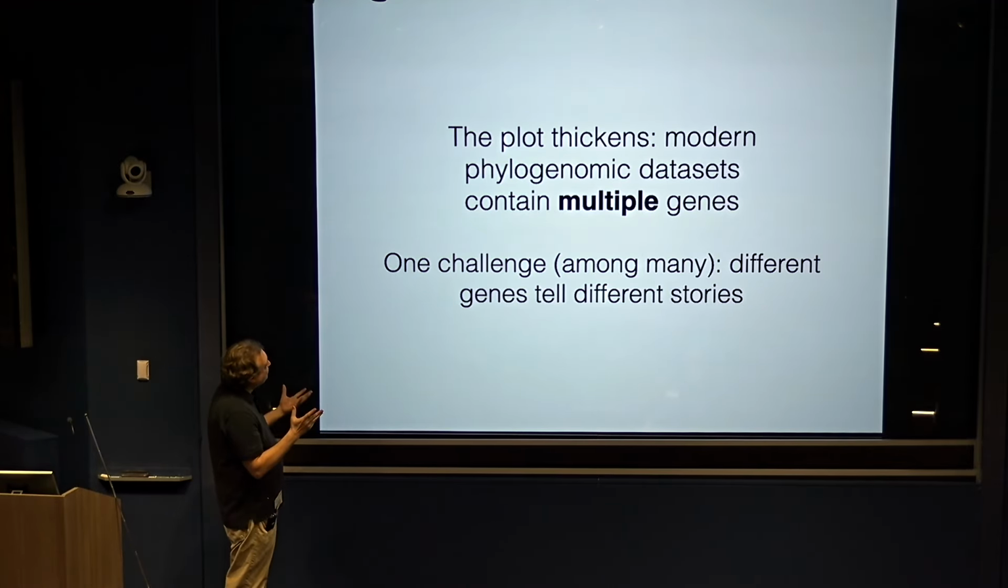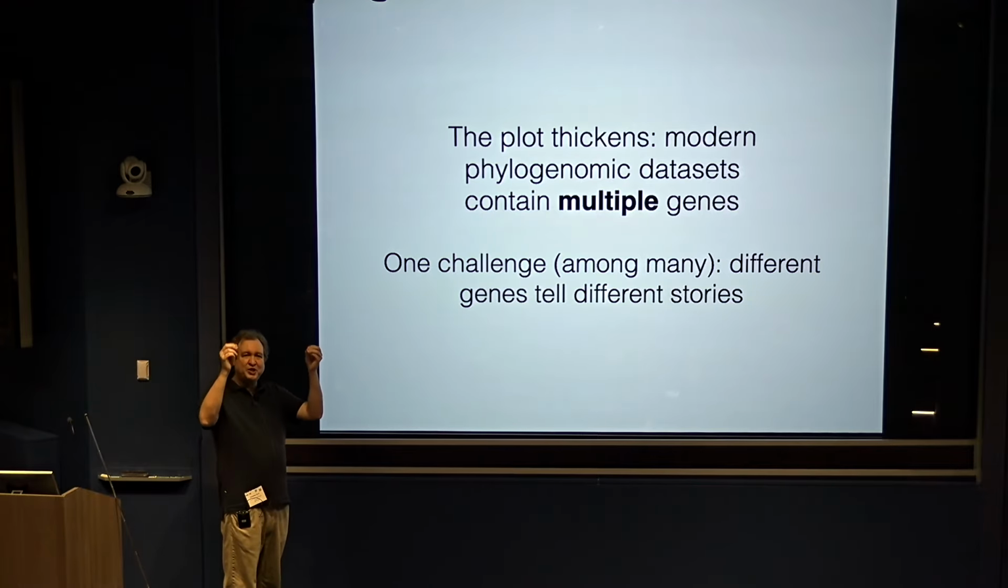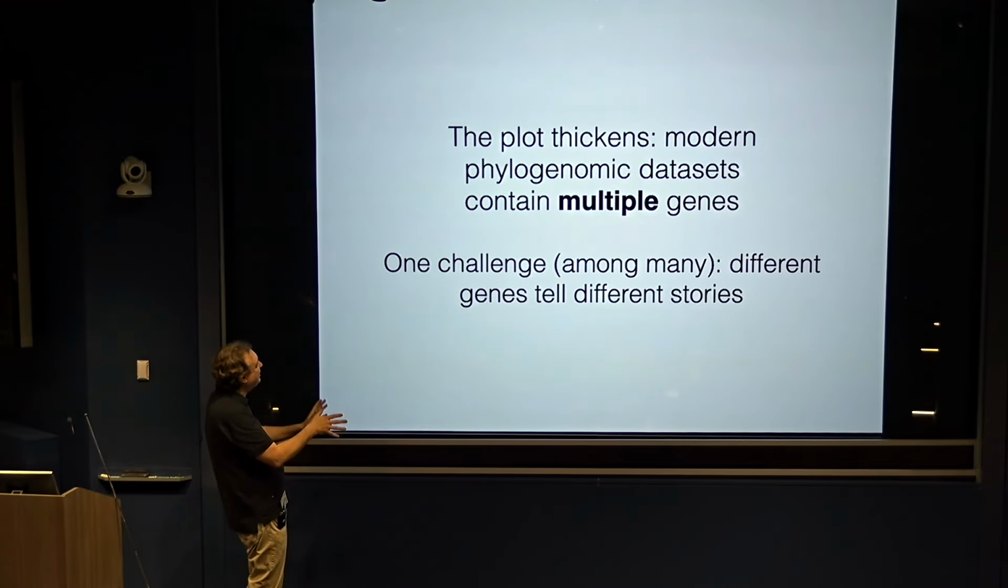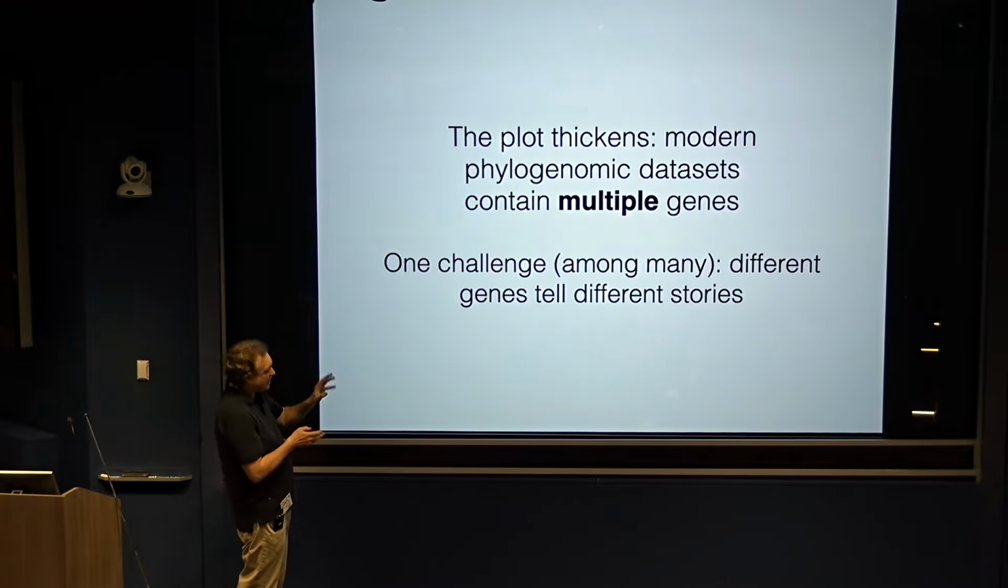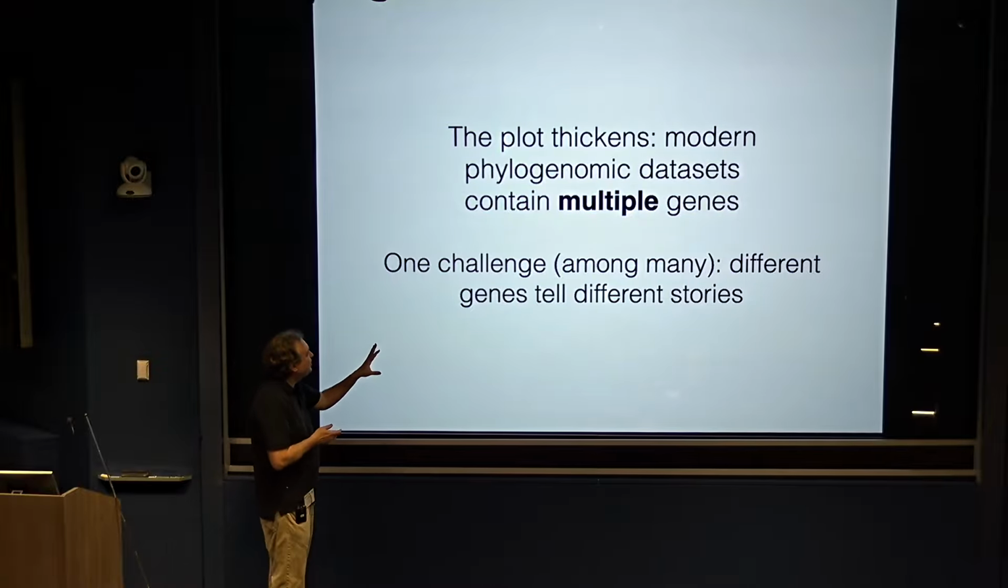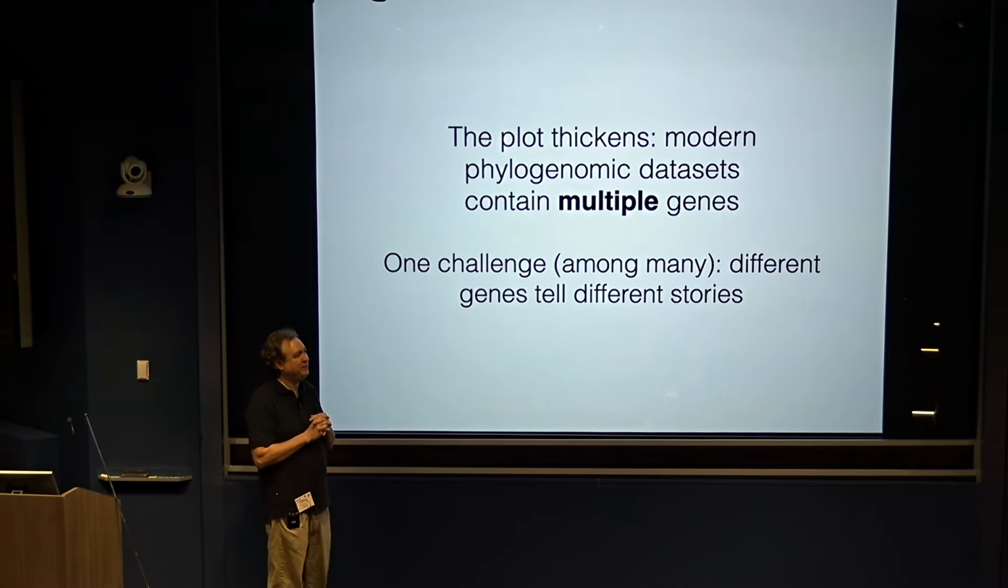Where things are going to get a bit more complicated is, so far in my story, I've assumed that I've got one gene that I've sequenced across many different species, and I'm using that to reconstruct a tree. When you have genomic scale data for all of your species, then you may have many different genes or different regions of the genome that you're using for doing this reconstruction. And one challenge there is that different genes are going to tell you different stories about the evolution of these species.